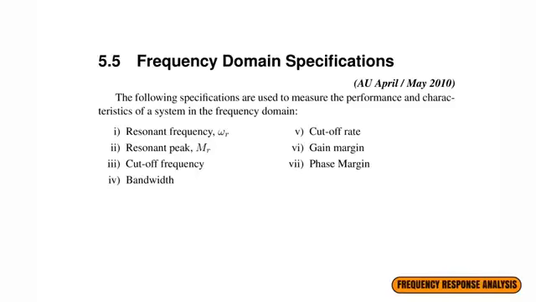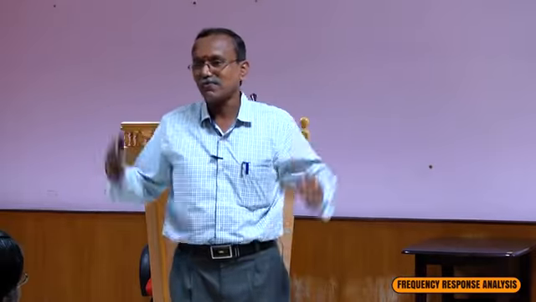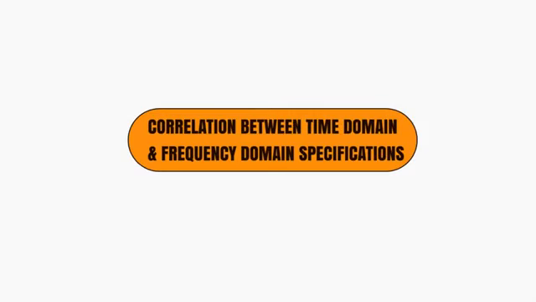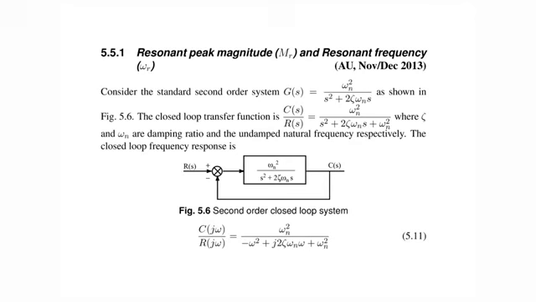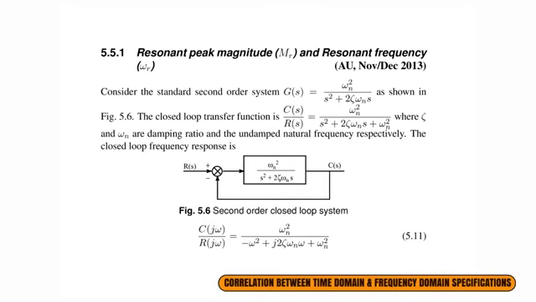Next, bandwidth is the range of frequency. Here it always starts with omega equal to 0 and goes to a higher frequency, up to 1 by root 2 times. Now we are going to see the correlation between time domain and frequency domain specifications. What is the correlation between them?